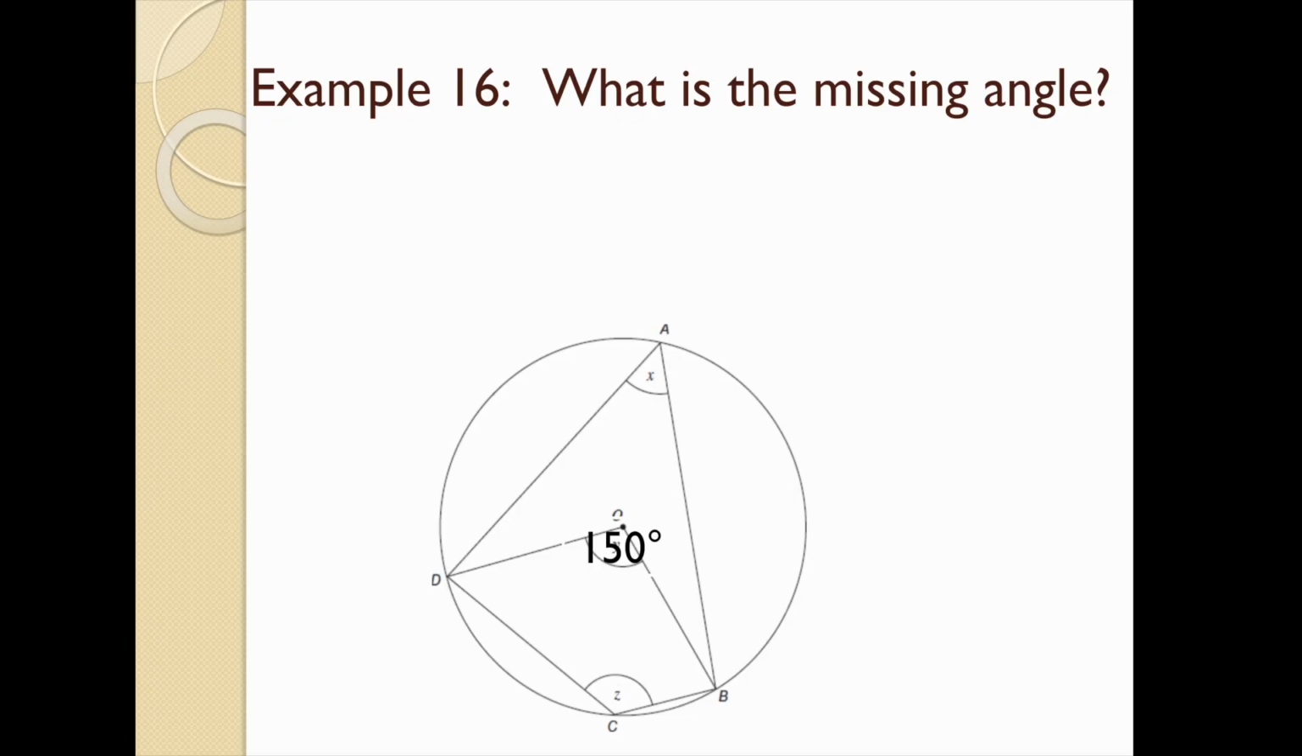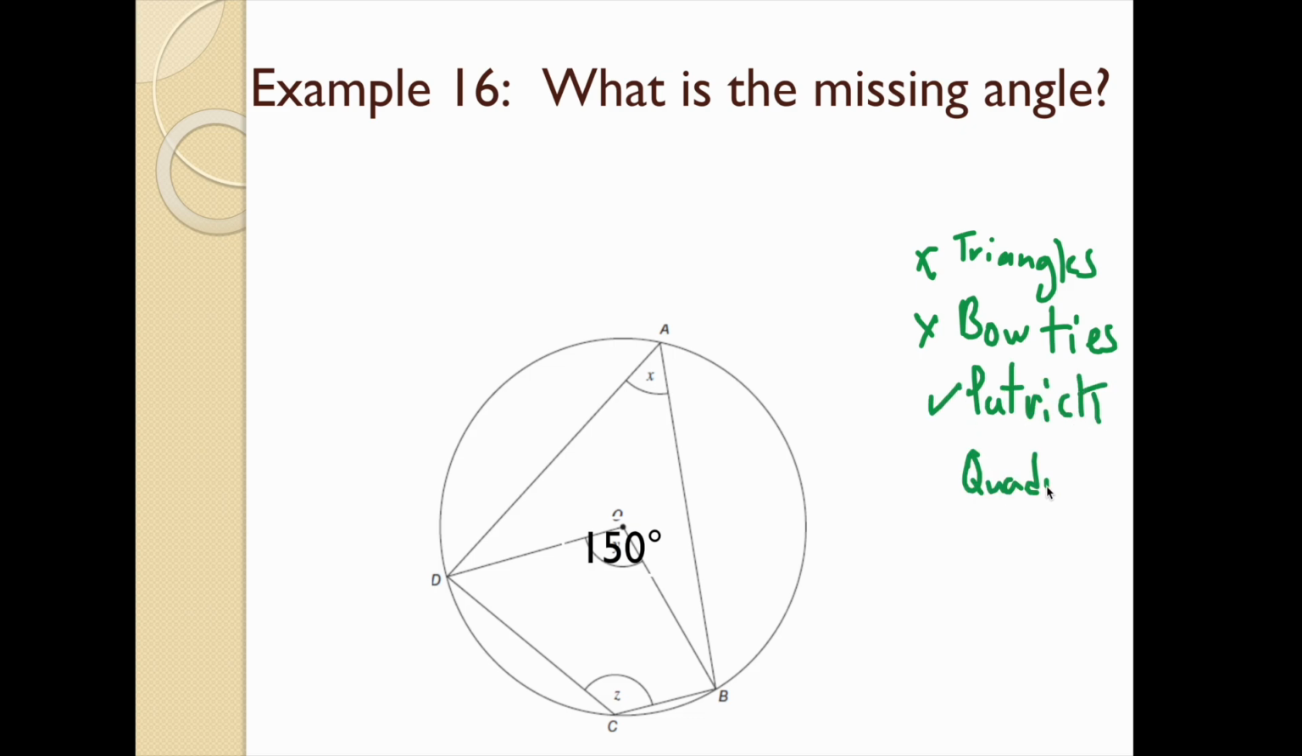All right, so let's go through this. Same process. We look for triangles. Do you guys see any triangles in here? No. Any bow ties? No. Do we see Patrick? Yes. Do we see quadrilaterals? Yes. So what do we know about Patrick? Here is 150. We expect here to be what? 75, yes. Excellent. So if here is 75, we already finished Patrick.